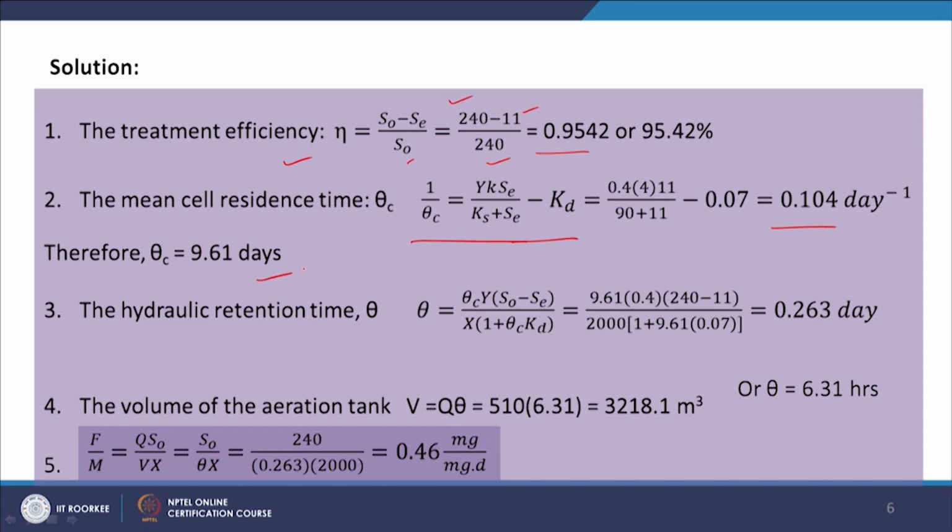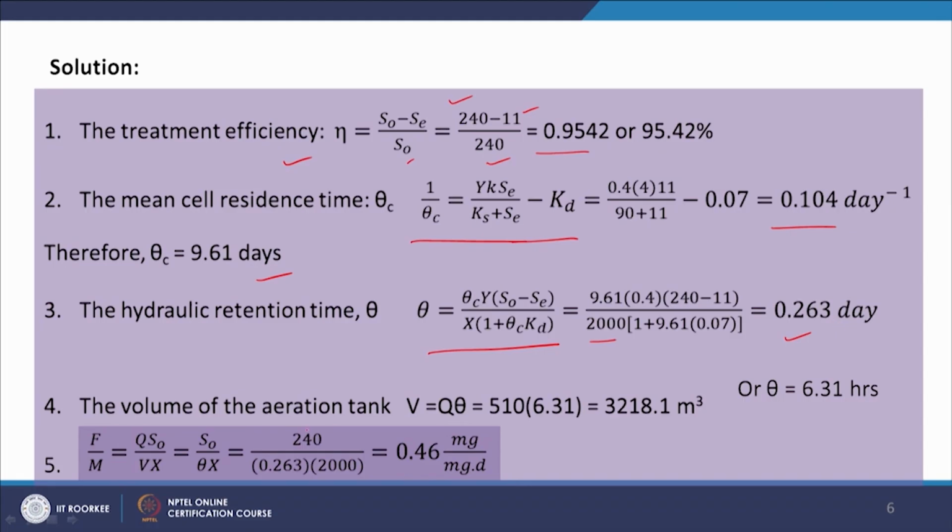Then hydraulic retention time theta. So, that is equal to these expressions we have: theta c into Y into (S_0 minus S_e) by X into (1 plus theta c into k_d). So, we will be putting those values here. Theta c 9.61 we are getting, Y we have 0.4 and S_0 240 minus S_e 11 divided by X, that is 2000, it is given. So, 1 plus theta c again 9.61 into k_d equal to 0.07. By solving this expression, we are getting 0.263 day. So, this is hydraulic retention time.